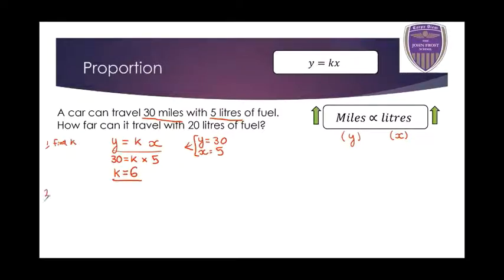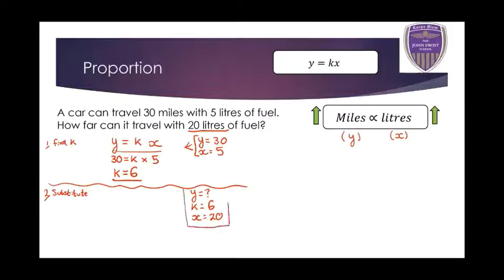And the second step is we need to substitute our new part of the question. We need to substitute what the question is asking us, which this time is how far we travel with 20 litres of fuel, and we're going to use our newfound constant. So the information we've got: do we have y? Do we know the miles that we're going to travel? No, that's what we're trying to find out. So we don't know what y is. K, we've got the constant 6. And x is the amount of fuel, which we're told is 20 litres. Okay, so this is the information we've got so far.